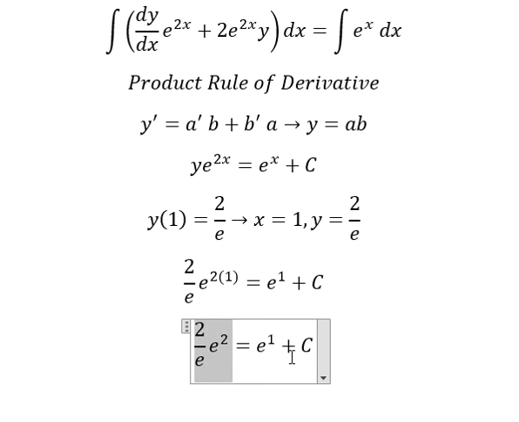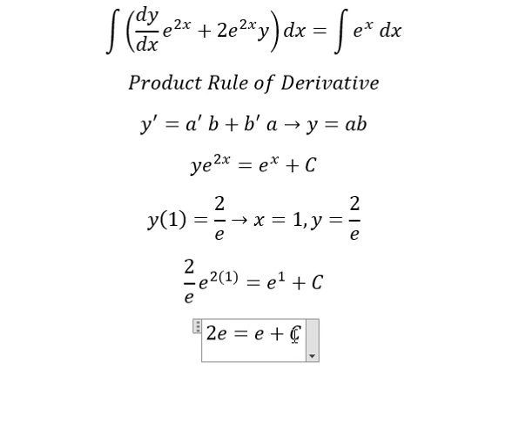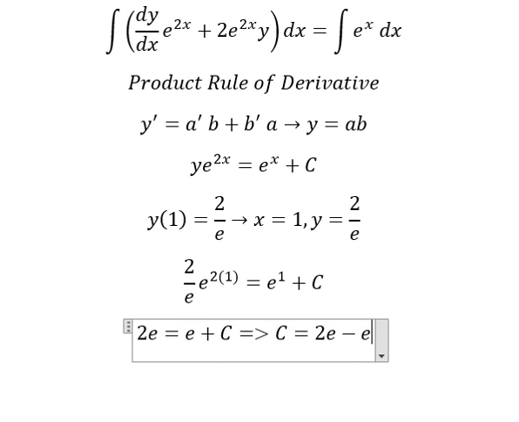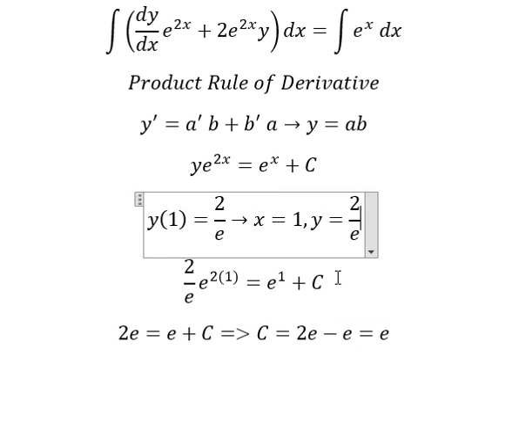Now we simplify and we have 2e. This one we have e, and we have the final answer in here. We have 2e minus e, and we have e. And now we have the final answer.